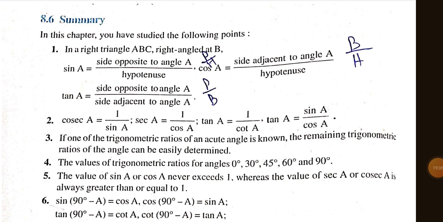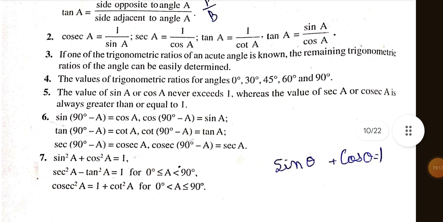2. Cos A is equal to 1 by sin A, sec A is equal to 1 by cos A, tan A is equal to 1 by cot A, tan A is equal to sin A by cos A. 3. If one of the trigonometric ratios of an acute angle is known, the remaining trigonometric ratios of the angle can be easily determined.